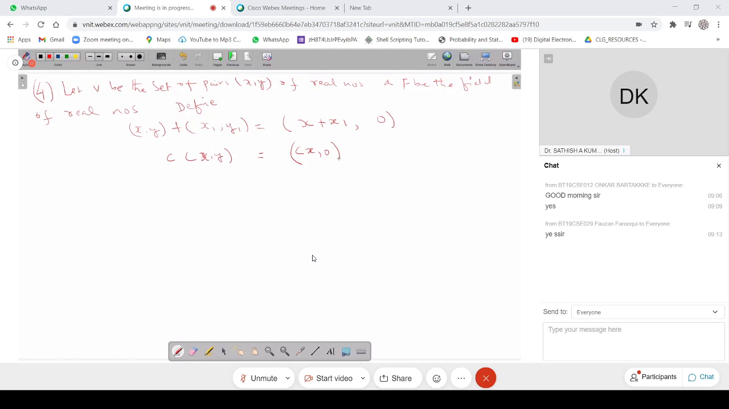You take any two examples, a comma b, and then here you take two students. So this will never satisfy this equation, so this is not going to satisfy a vector space. Now you have to give a counterexample for that. Is V with these operations a vector space or not?